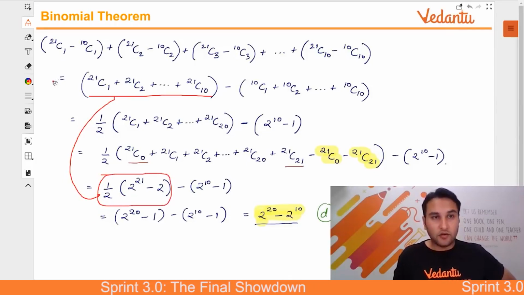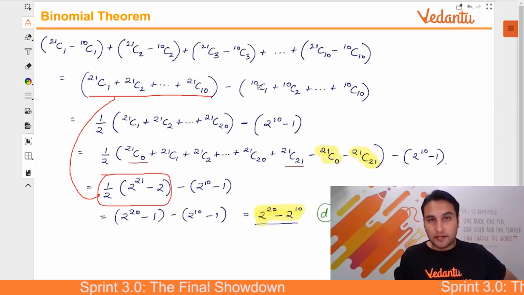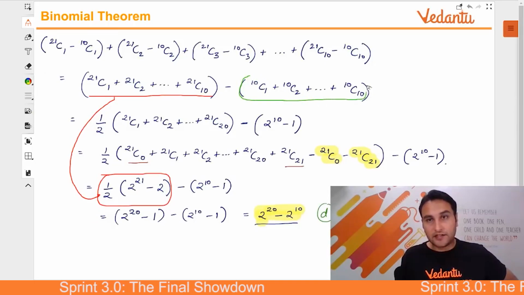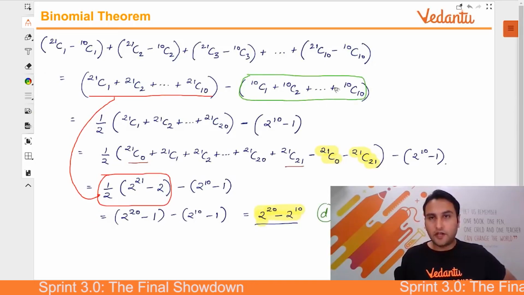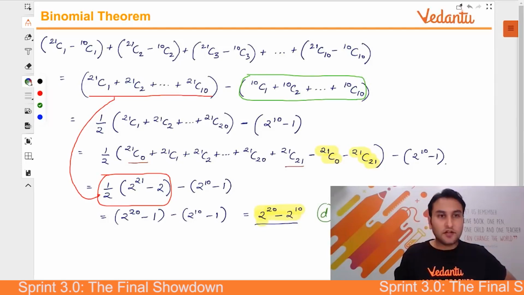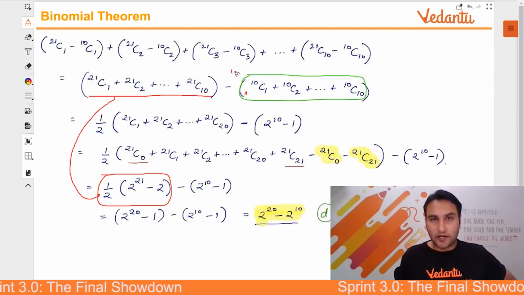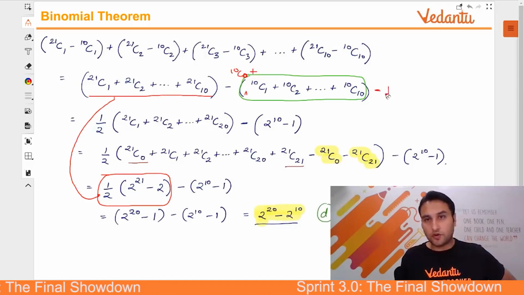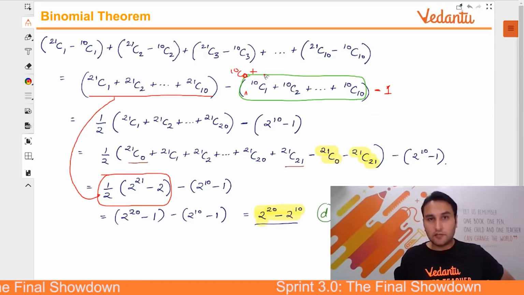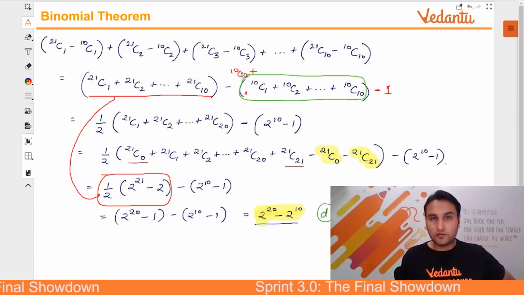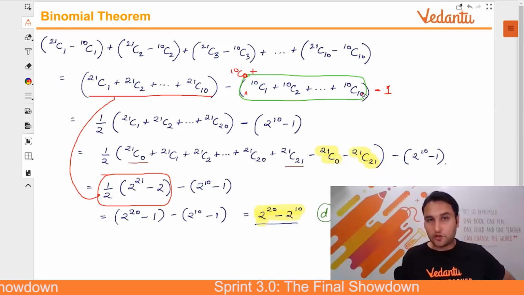Alright. Now look at the second term. This is 10C1 से लेके 10C10. No problem here. All you need to do is add a 10C0. I wanted to add a 10C0 here, so I subtracted a 1 also here. That's it, because 10C0 is equal to 1. Now 10C0 plus all these terms is your formula.